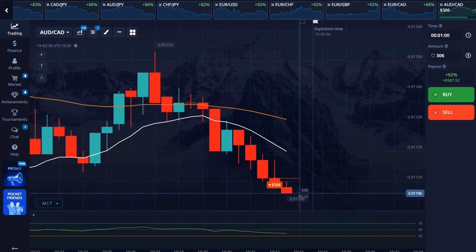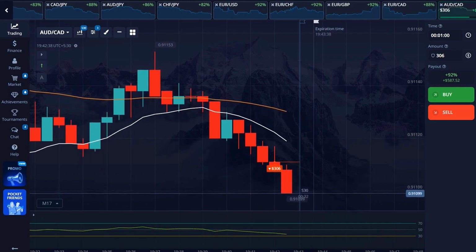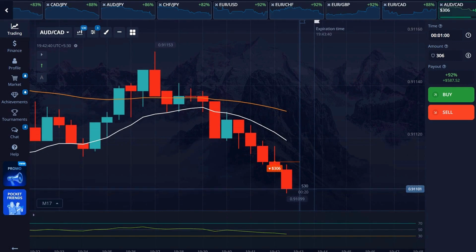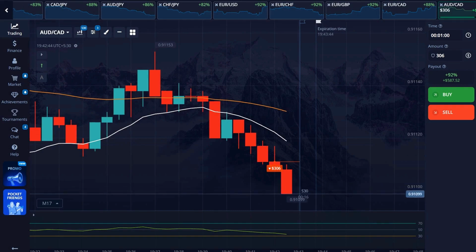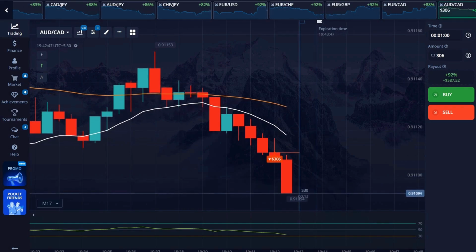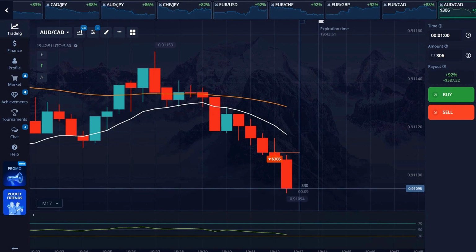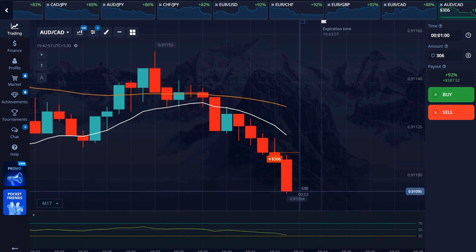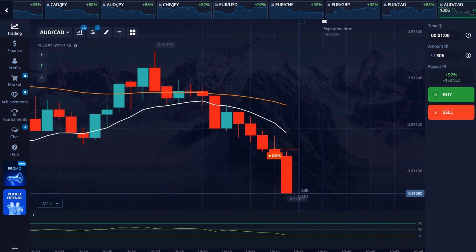Right after entry, the price started moving slowly in our direction. Notice how every new candle created slightly lower highs. That's the market confirming momentum. The gap between the two moving averages stayed wide and smooth, which shows that the trend was still active. During this phase, there was no strong opposite candle or volume spike, meaning buyers weren't trying to fight back.